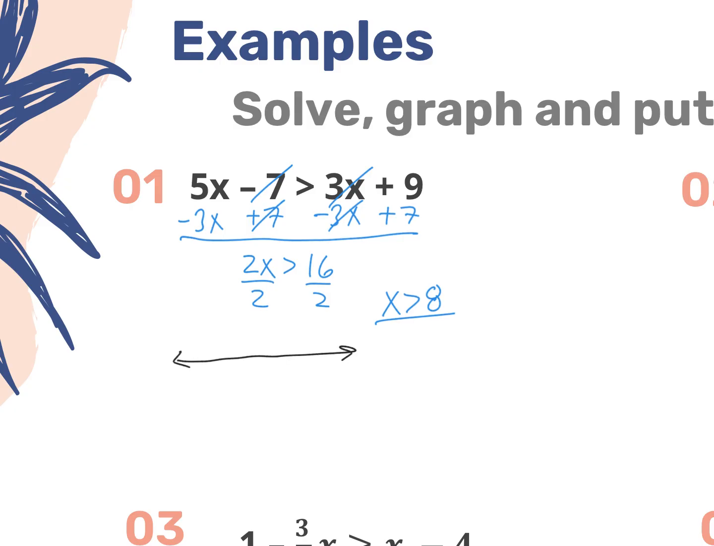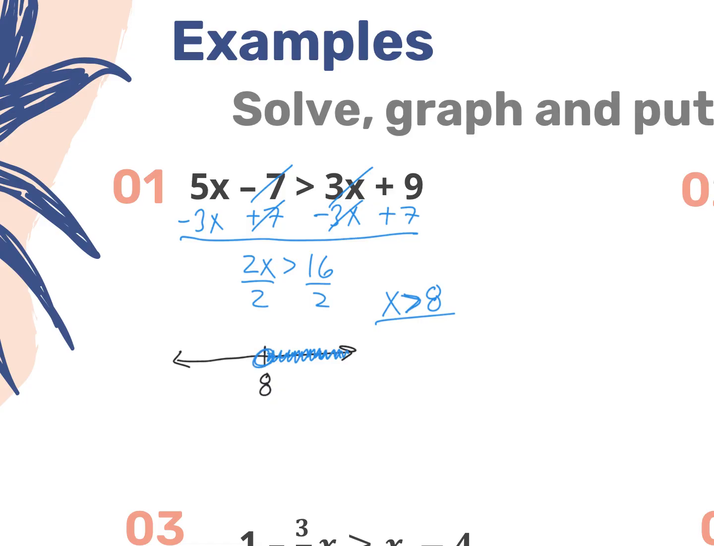Now I would plot a point at 8, and anything bigger than 8 is going to be shaded in this direction. Any number bigger than 8 is going to be over here. And because this is a strict inequality, I'm going to have an open circle. So this is our answer as a graph.